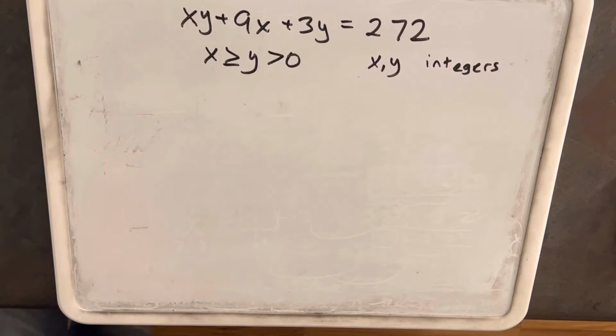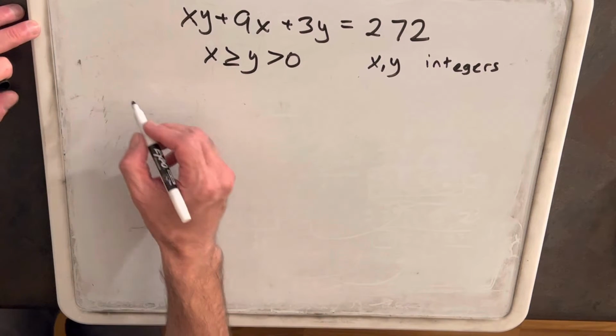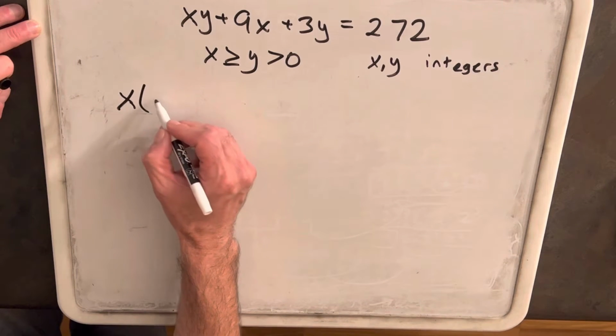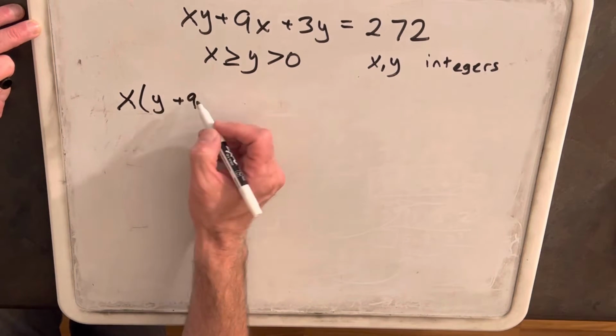So to start with, I want to try to factor the left side, and that's really the whole point of this problem, trying to factor an expression that maybe we're not that used to factoring with two variables. So to start, I'm going to take the first two terms and factor out an x so that we have x times y plus 9.